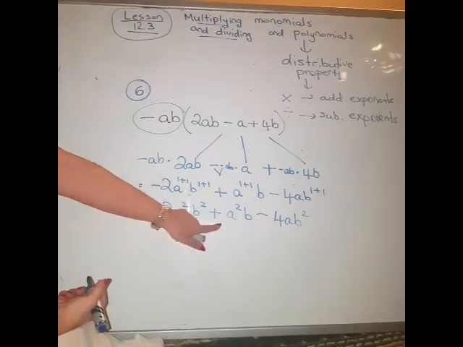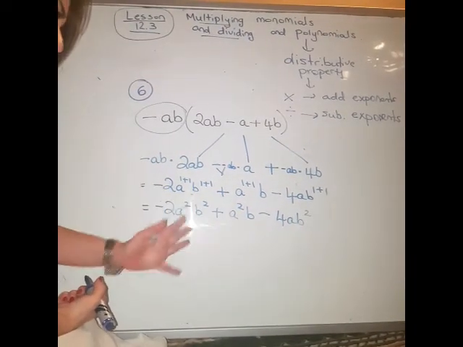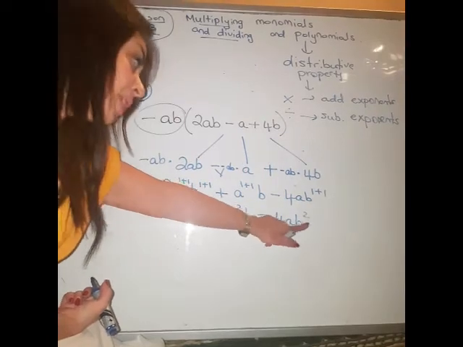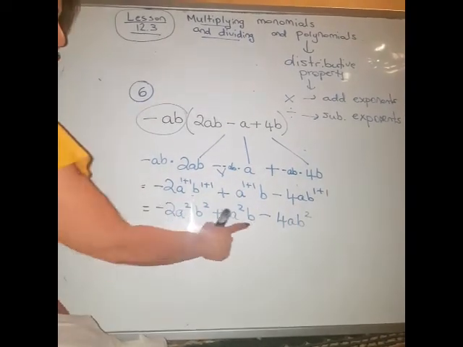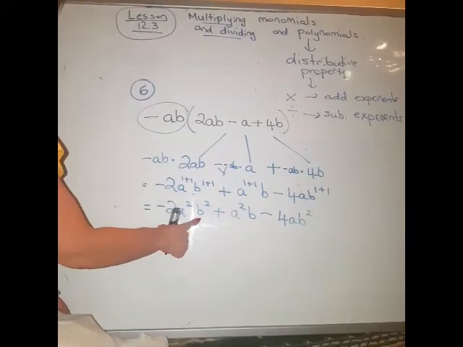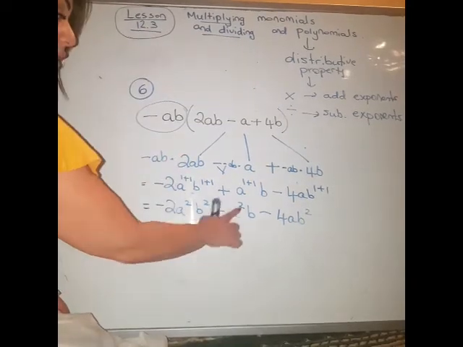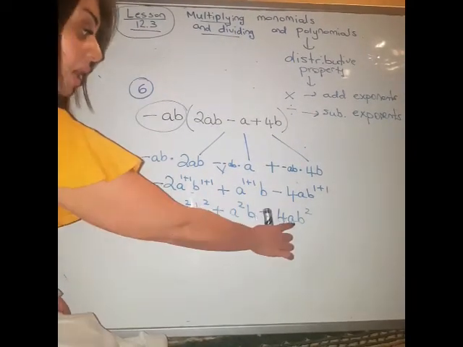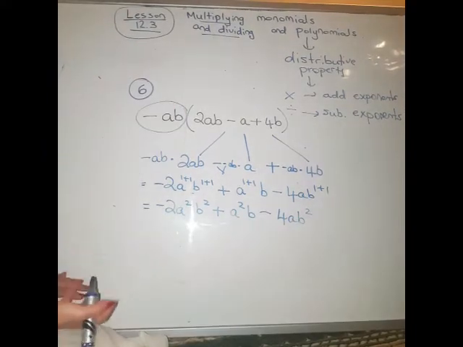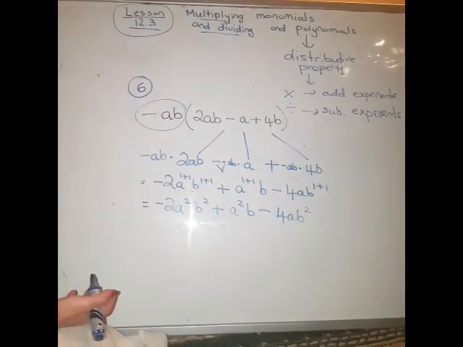A2, b2. Is it similar to a2b? Nope. Is it similar to ab2? No. So each one is different. A to the second and b to the second is one type. A to the second and b is another type. A and b to the second is a third type. So they're not related. I cannot add or subtract them.